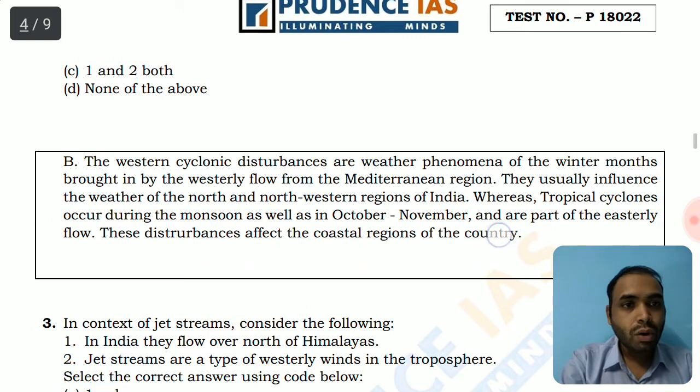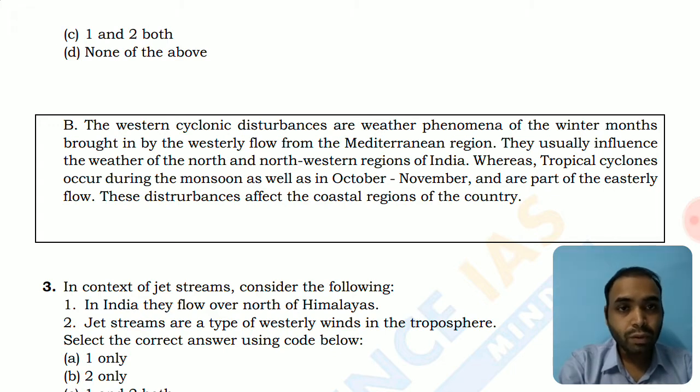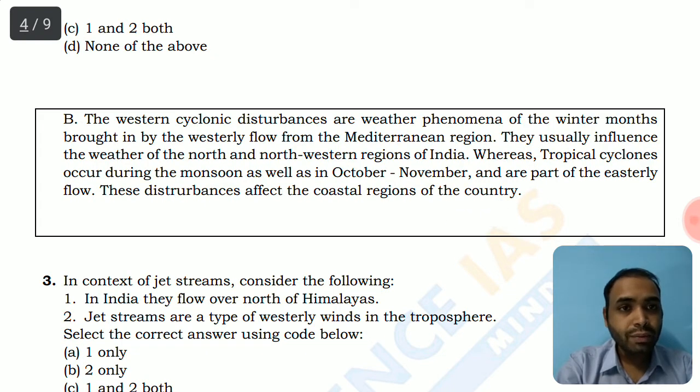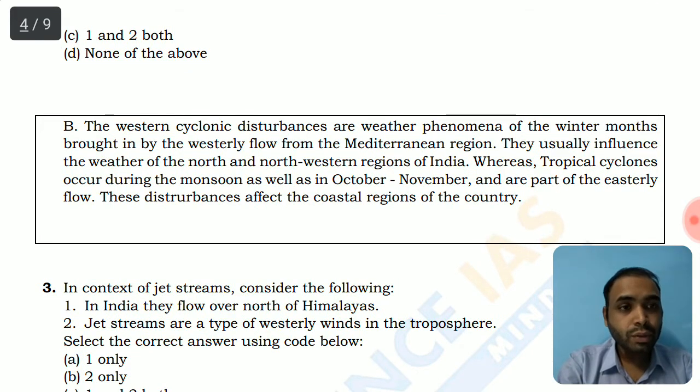So, this was all about the western cyclonic disturbance, and they have given information regarding the tropical cyclones as well. We have framed the question on tropical cyclones as well. Tropical cyclones occur during the monsoon season as well as the October-November season, and they are part of the easterly flow, while these western disturbances were westerly flow. These disturbances affect the coastal regions of the country. We all know the havoc caused by tropical cyclones in coastal states like Odisha and Andhra Pradesh. So that was all about the tropical cyclones.